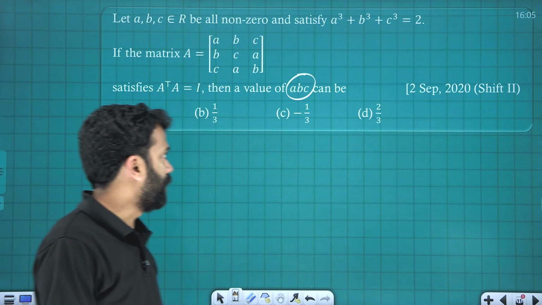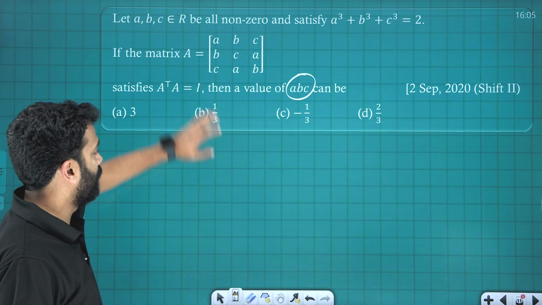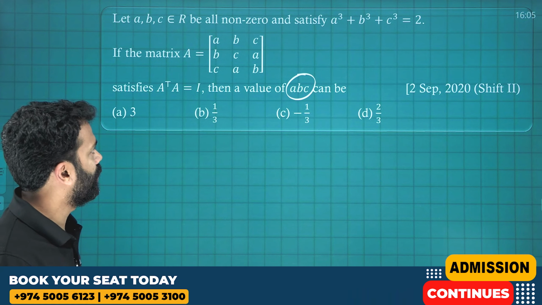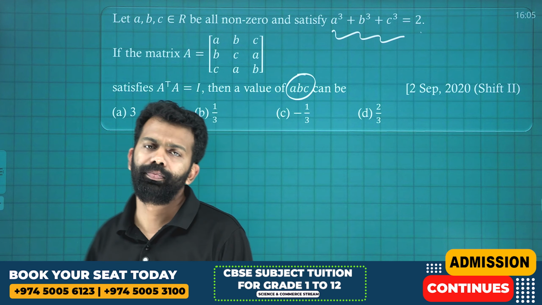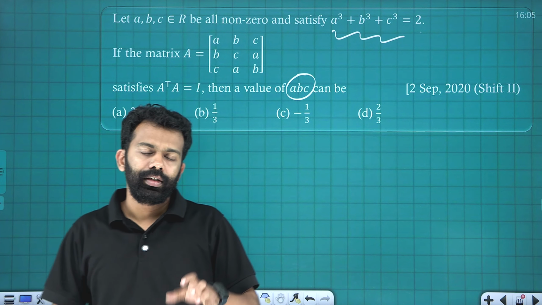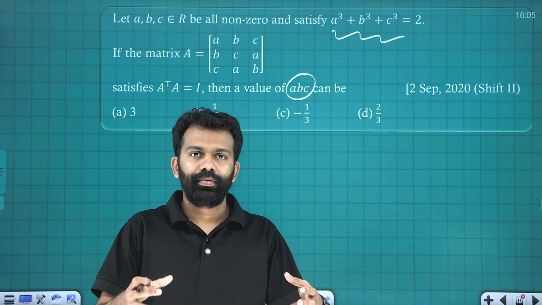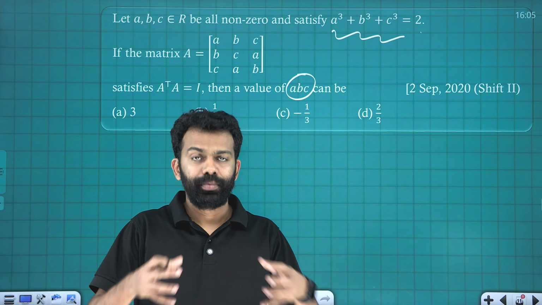It's a very lengthy question actually if you are doing it in another manner, but we can use the shortcut and try to resolve this. They have given that a cube plus b cube plus c cube is equal to 2 and you need to find the value of ABC. My question is, there is an algebraic expression or equation which connects a cube plus b cube plus c cube and ABC. Do you know that? Actually, there is an algebraic expression. Okay, let's check that out.